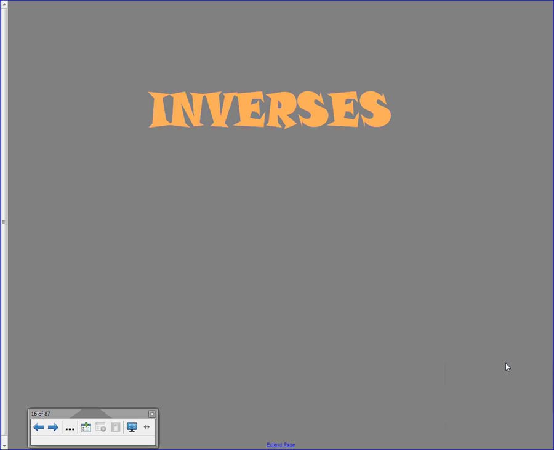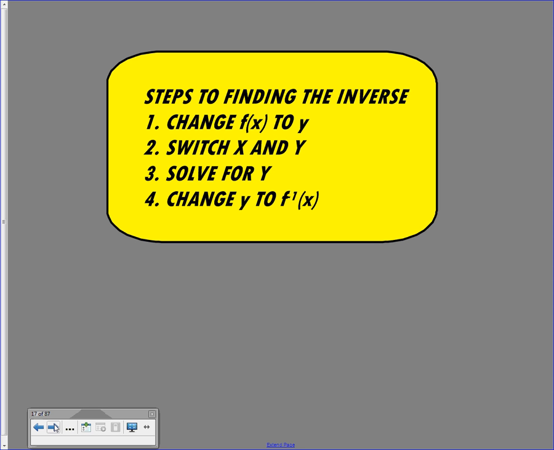Chapter 8, Section 2 and 3 go together, and it's all about different properties of the inverses. So the first thing we're going to do today is find the inverse, and here are the steps you're going to follow. The important part I want you to note here is the new notation. F inverse, or f to the negative 1, means to find the inverse. So to the negative 1 power means the inverse. That's your new notation.